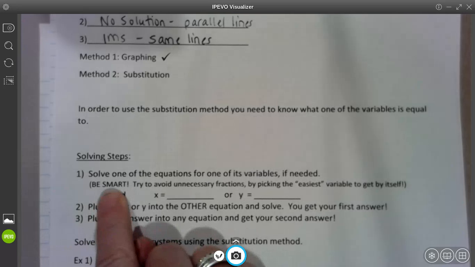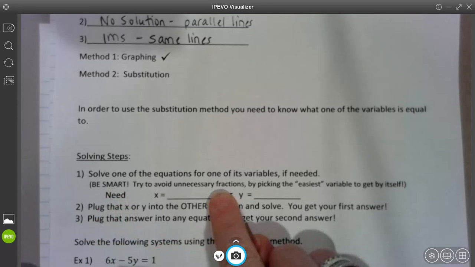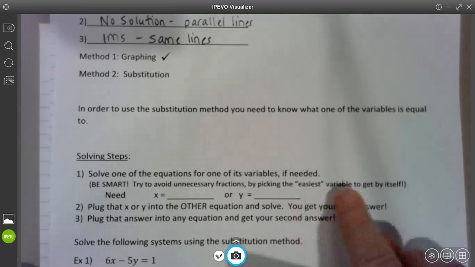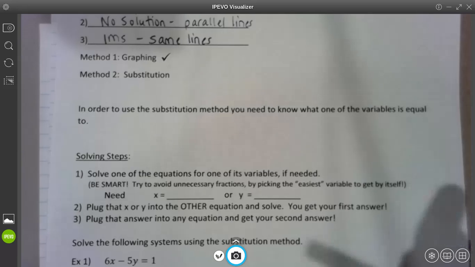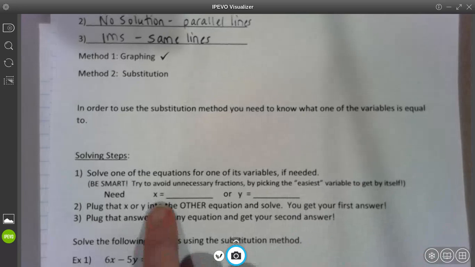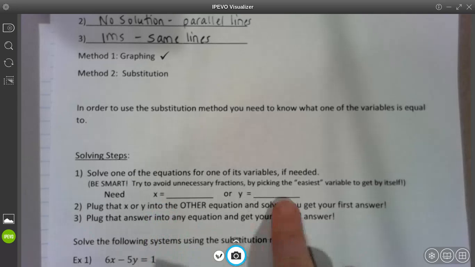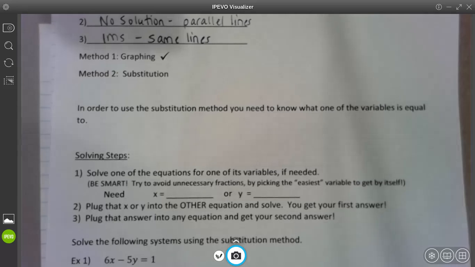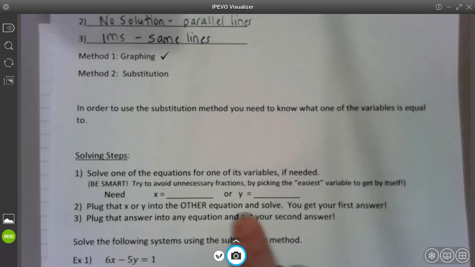When you're going to solve one of the equations for one of its variables, try to avoid unnecessary fractions by picking the easiest variable to get by itself. And I'm going to show you how to do that because you do not want to make these problems any harder than they need to be, okay? So we need one of the equations to say x equals something, or we need it to say y equals something. We have to know what a variable is equal to. All right, then you're going to plug that value that you have found into the other equation and solve. That's how you're going to get your first answer.